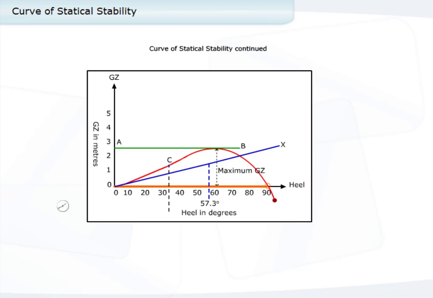The dynamical stability, the external work done in inclining the vessel to a specific angle of heel. It is the area under the curve up to that specific angle multiplied by the displacement.